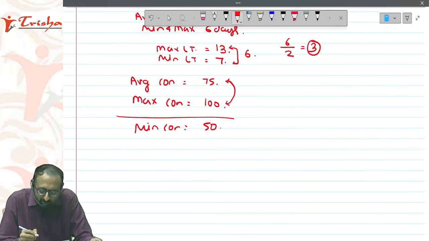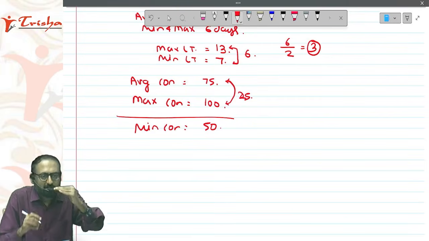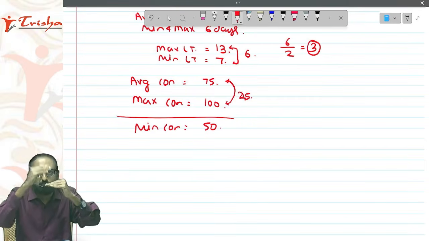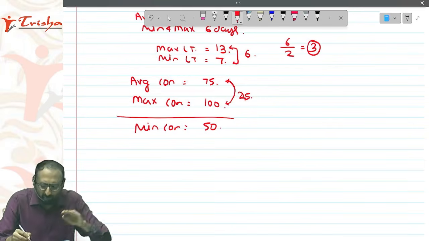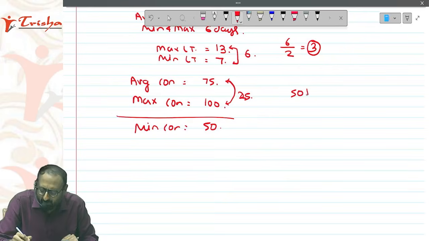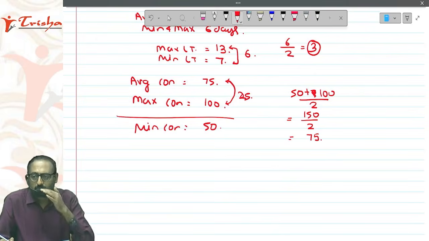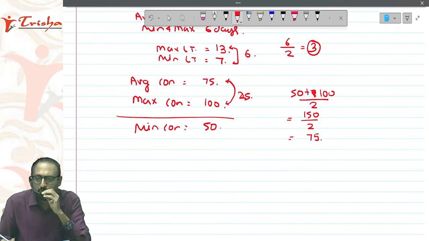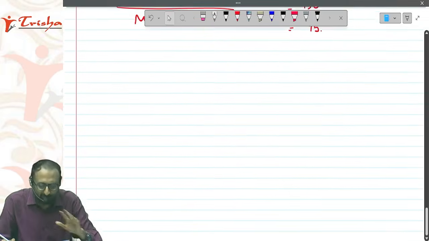How much is the difference between average and maximum? Is it 25? So if you add 25 to that average, you will get the maximum. If you deduct 25, you will get the minimum. A cross check is also possible, na, Sirji? 50 plus 100 divided by 2 will be the average. Sirji, 150 divided by 2, how much will be your answer? Is it 75? Yes or no?